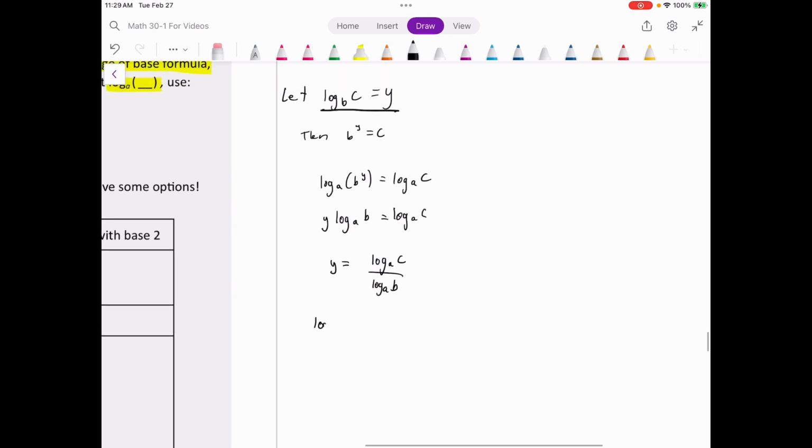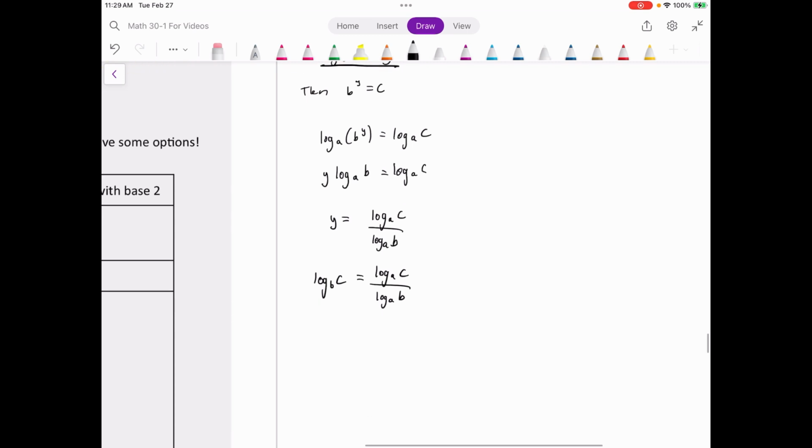So log base b of c is equivalent to log base a of c over log base a of b. And again, a can be whatever we want, right? If we have some log with a base we don't like for whatever reason, now we can rewrite this in terms of some log that we do like, some base that we do like.